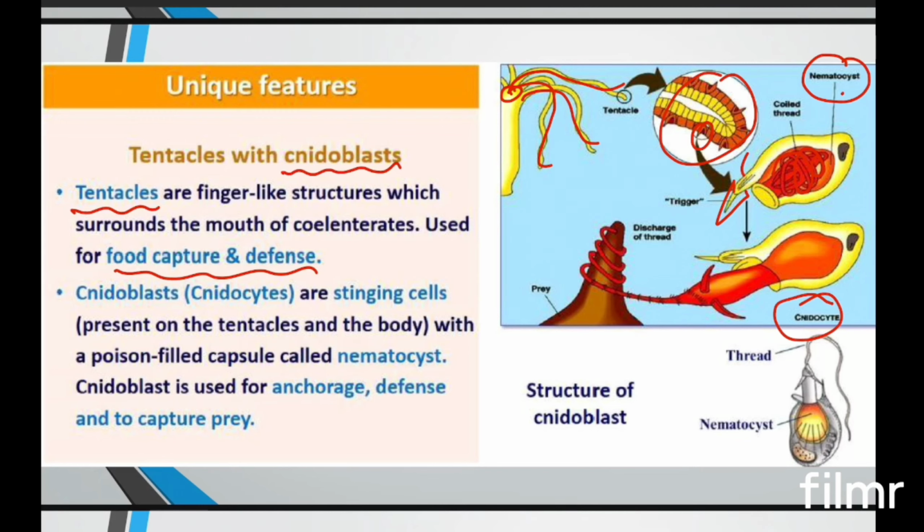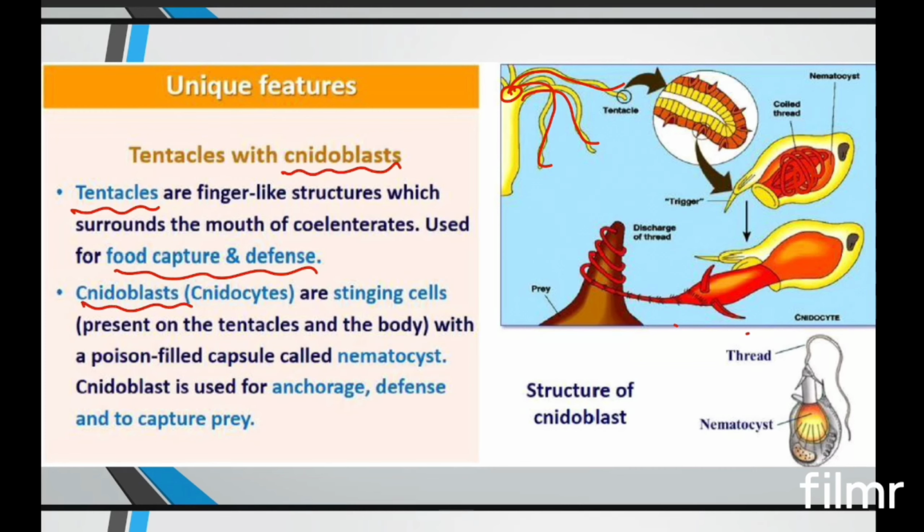We will see what it is. So this structure is actually the cnidocyte. The specialty of the cnidocyte is that it has some anchorage thread-like structure, which helps in the anchorage of that organism onto the prey or anything, and helps a lot in capturing it. So you have to remember that.